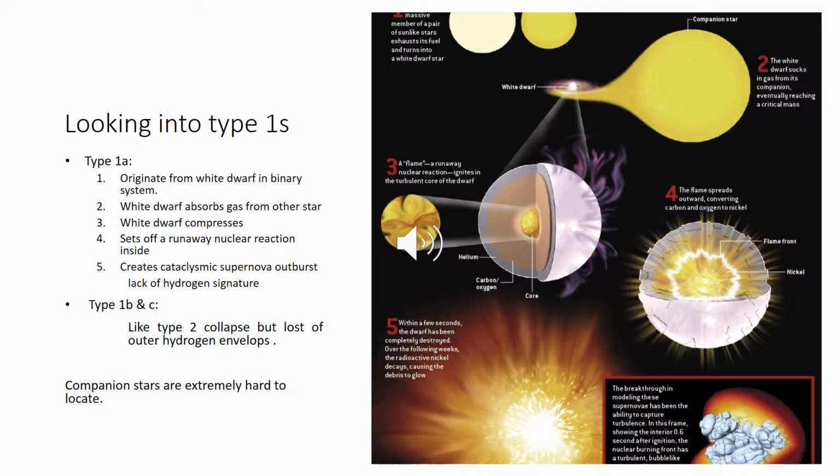Also, one thing that only applies to 1A supernovas is there is a lack of hydrogen signature. Looking into type 1b and type 1c, they are like type 2s and they collapse but lose their outer hydrogen envelopes. Also, when looking at type 1s, the companion stars are usually extremely hard to locate.